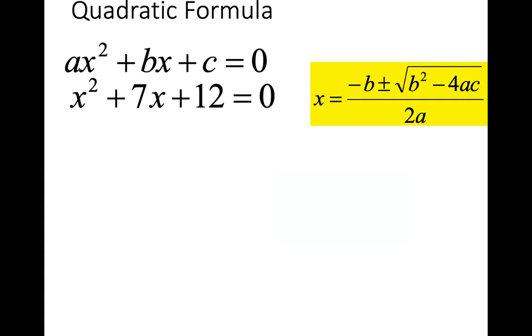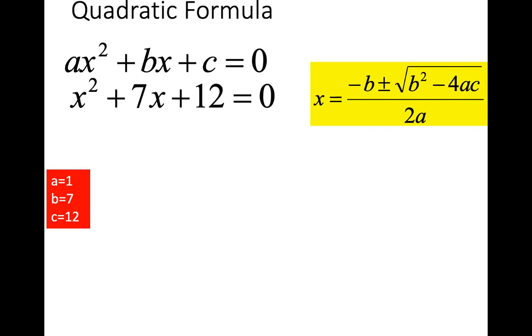McKinley, what's A, B, C? We're looking for just the numbers. x squared, give me A. A is 1. B is 7. C is 12. Now, be careful: if one of them is negative, you include the negative sign. So for me, I write A, B, C. Some people don't do that. Then we're just going to rewrite the entire formula, one piece at a time, and plug in the numbers.